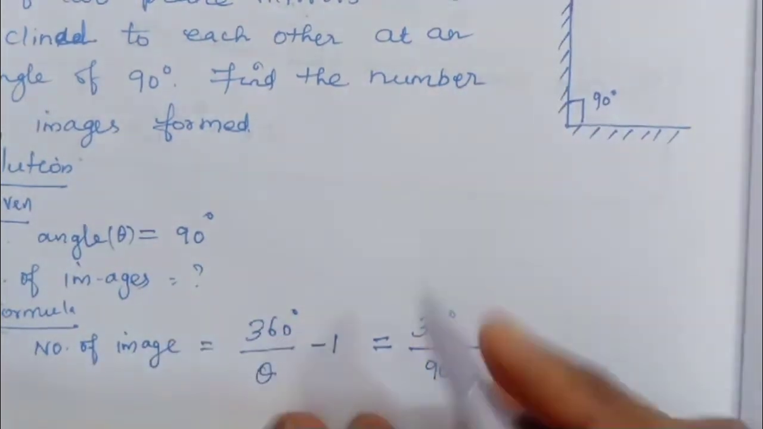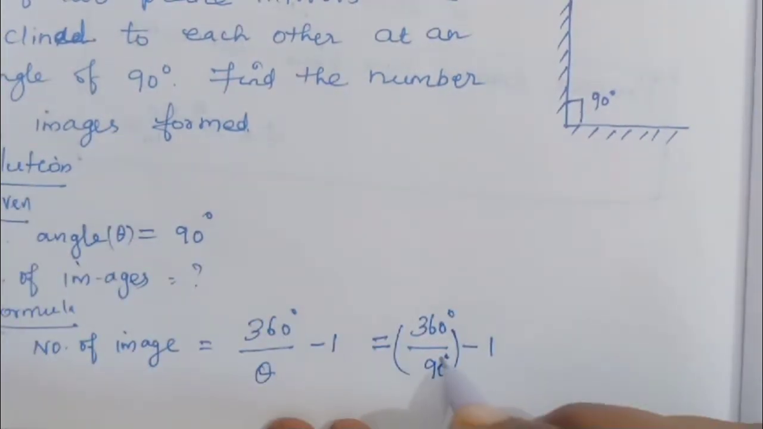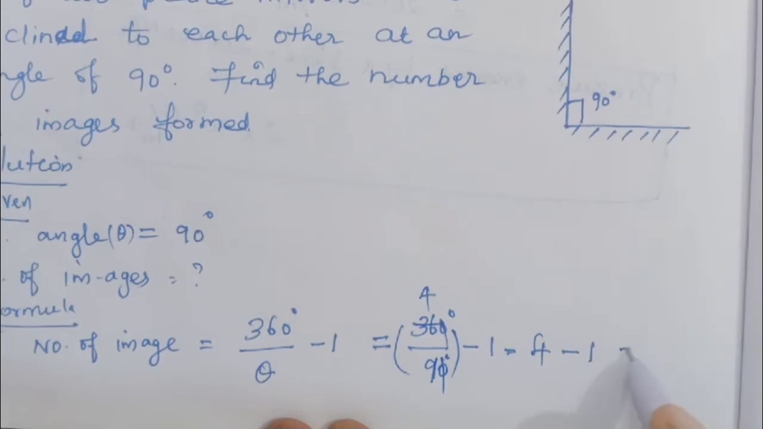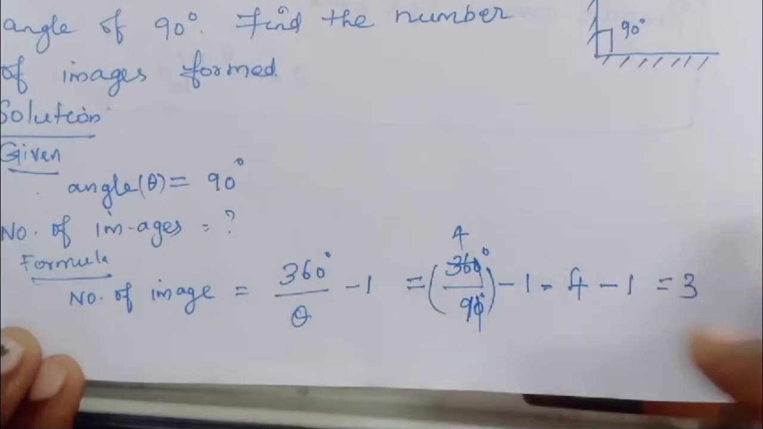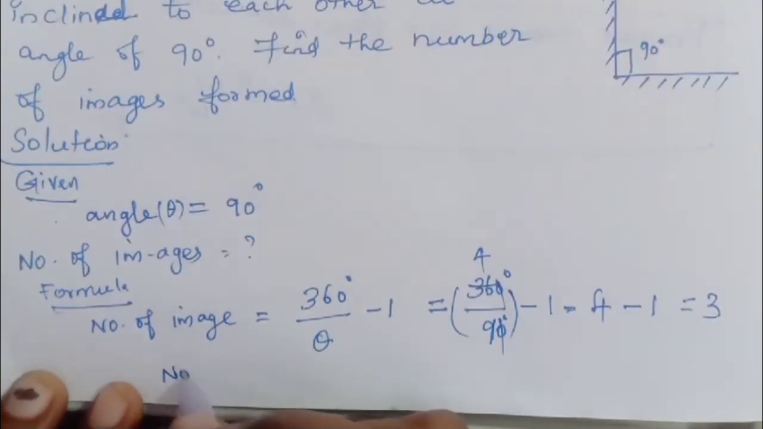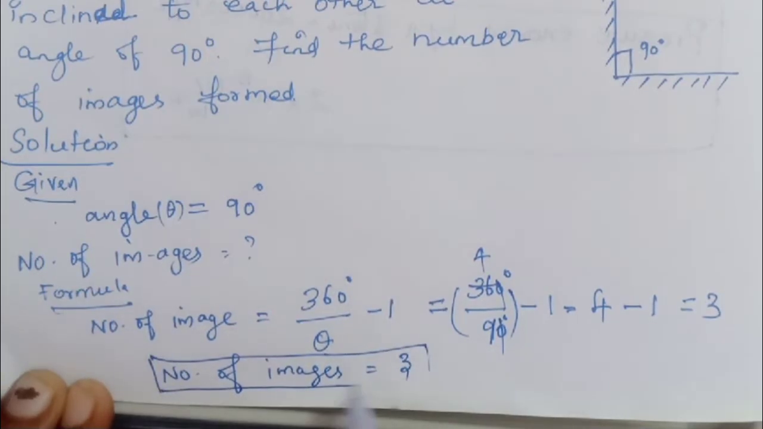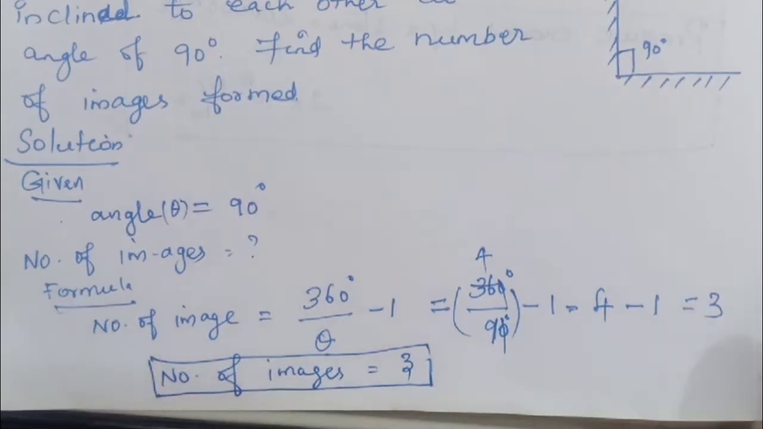That's it. First we have to divide. So 0, 0 get cancelled. 9 table: 4 nines are 36. So 4 minus 1, the answer is 3. So the number of images is equal to 3. If the angle is 90 degrees, how many images are formed? The number of images is 3.